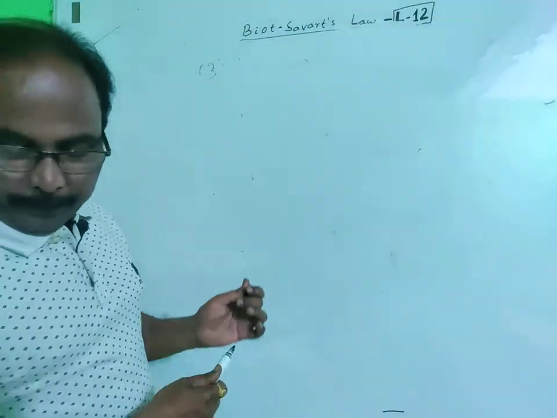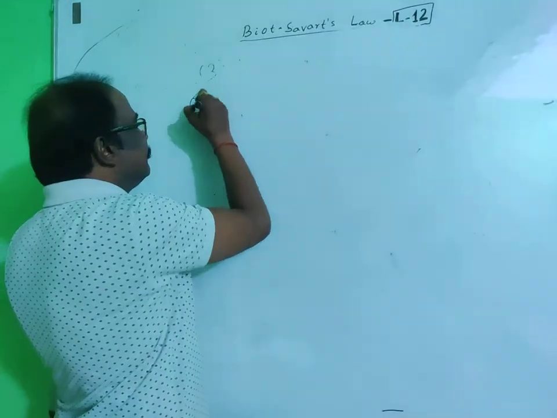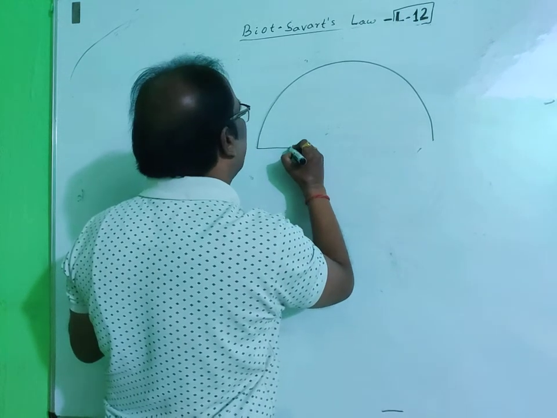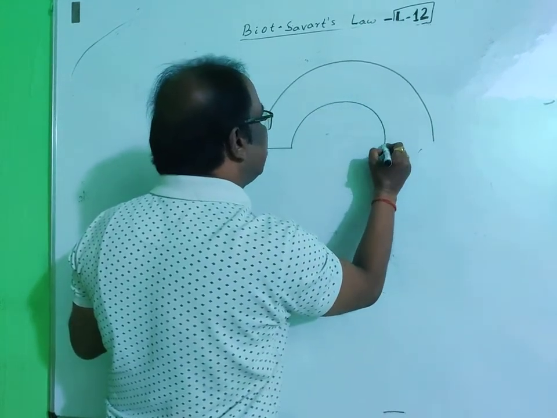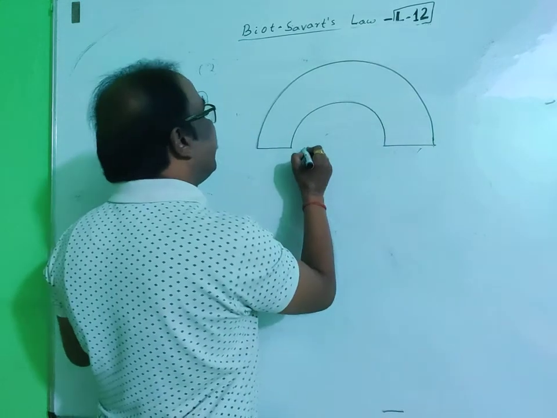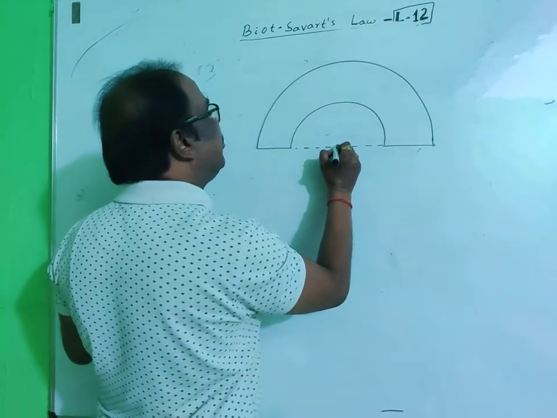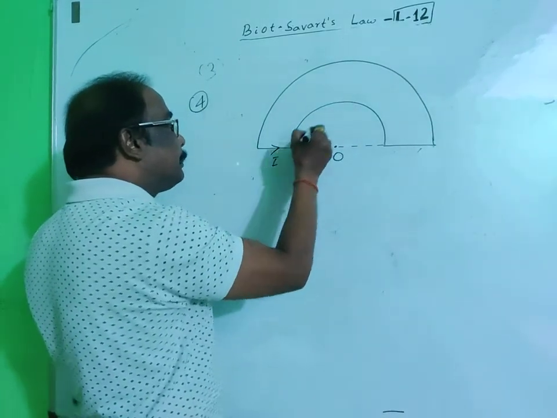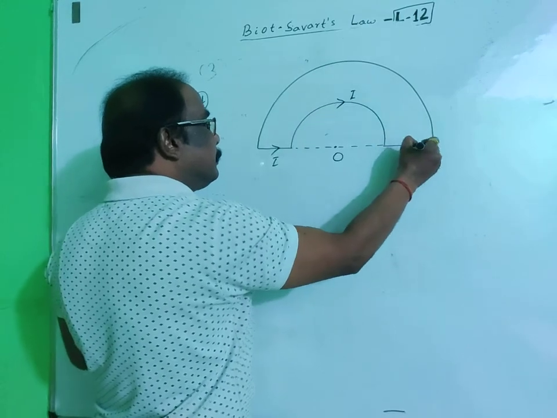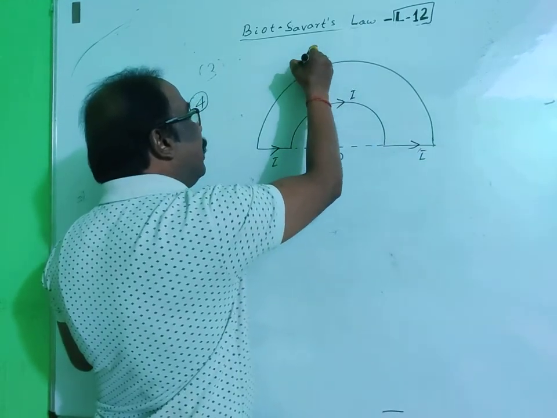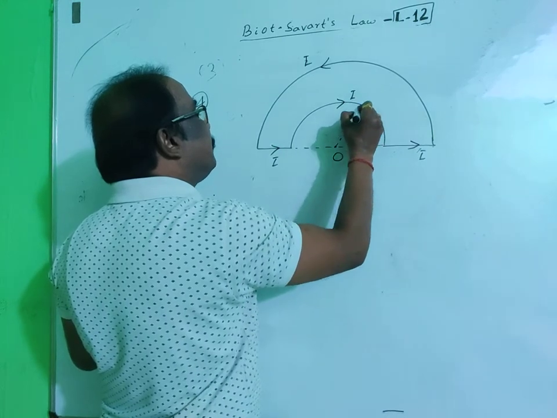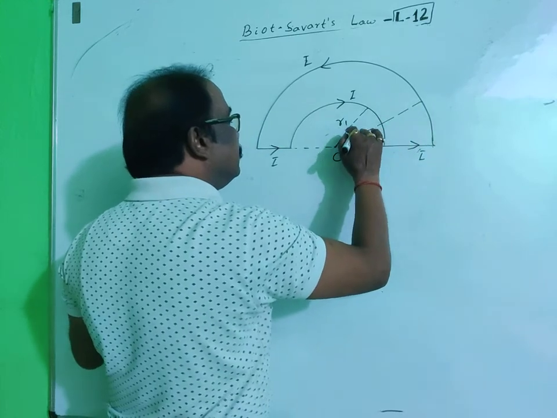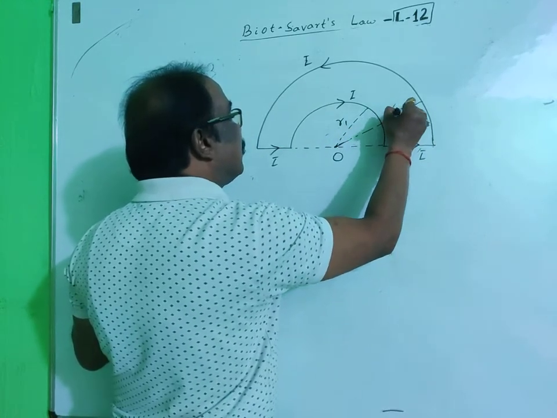Then question number 4. This is a semicircle. This is a straight part. This is another semicircle. We have to find the magnetic field at O, the common center of the two semicircles. Let the current flowing be I throughout. The radius of the smaller semicircle is R1, and the radius of the larger semicircle is R2.